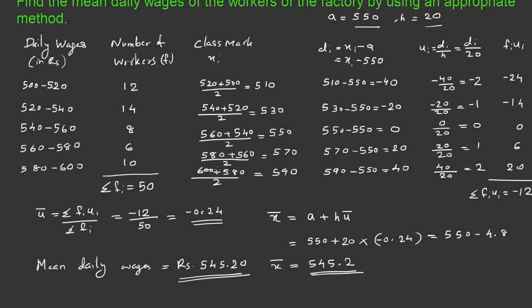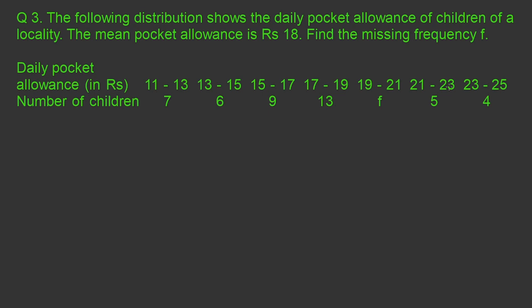Now we are going to the third question. Question number 3 in the exercise. The following distribution shows the daily pocket allowance of children of a locality. The mean pocket allowance is rupees 18. Find the missing frequency f. So in this question, mean is given and we have to find f.